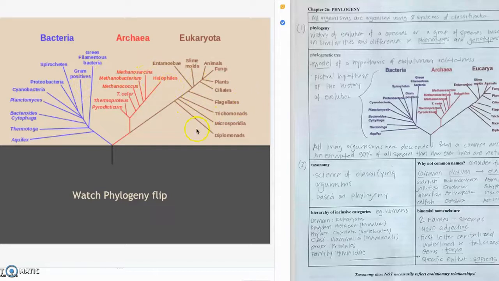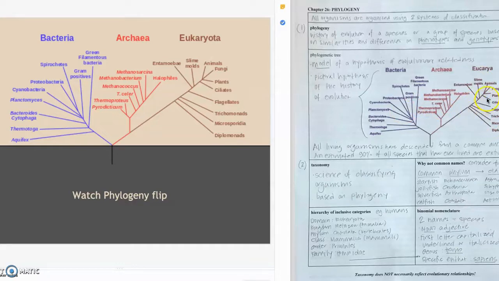There are a couple of interesting things that this pictorial hypothesis is claiming. First of all, it's telling the person who's interpreting it that all of these organisms are more closely related to each other than they are to these branches over here. And likewise, everything on this red branch is more closely related to each other than it is to either the purple or the brown. And everything on the brown branch is more closely related than it is to these.